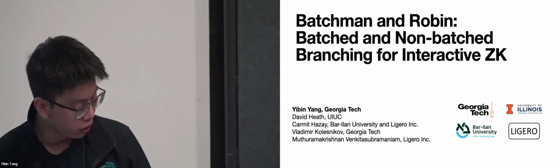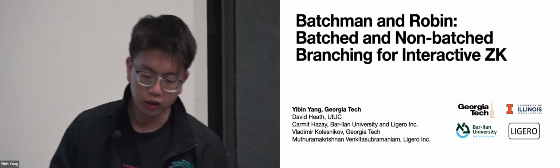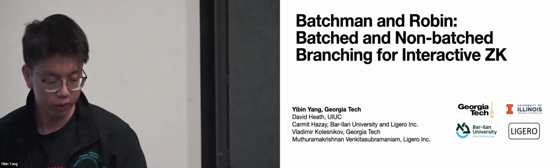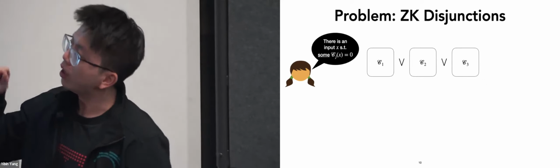Okay, so let's go into our first paper, which targets this ZK branching problem. What is the problem statement here? We want to prove some ZK disjunctions for circuits. What I mean is that you can imagine that instead of Alice and Bob agreeing on one single circuit, Alice and Bob agree on B different circuits. For example, here you have 3 circuits, and Alice says, hey Bob, I know an input to one out of these 3 circuits that makes it output 0, but I'm not going to show you which one I picked.